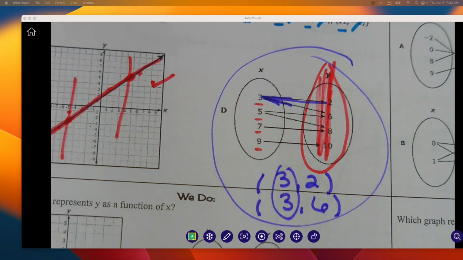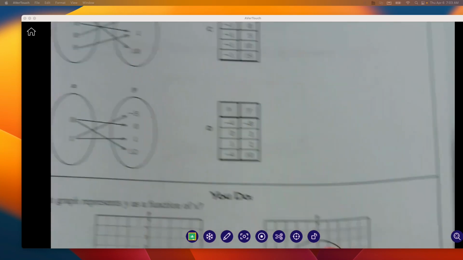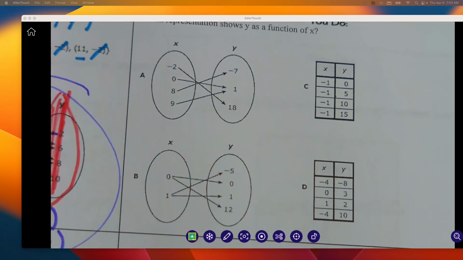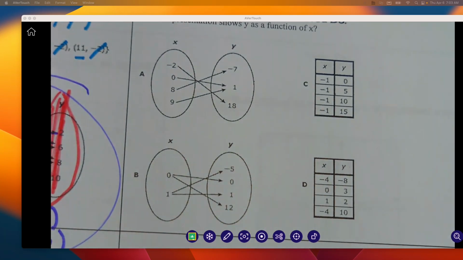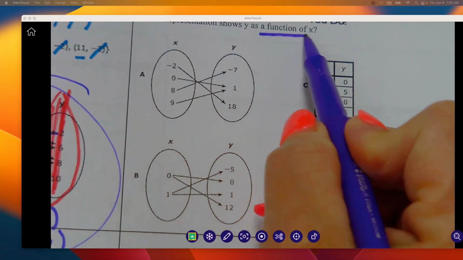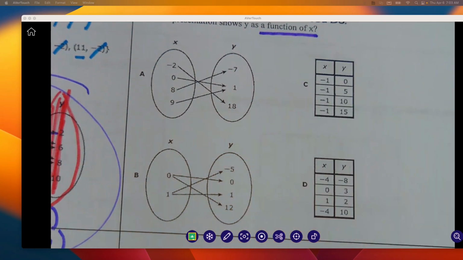Okay, so I'm going to pause the video, and what I want you to do is the you do. Okay, let's see if you're right. This time it's asking for which representation shows y as a function. So which one is a function? Okay, we're only looking at two things. We're looking at mapping and we're looking at tables.